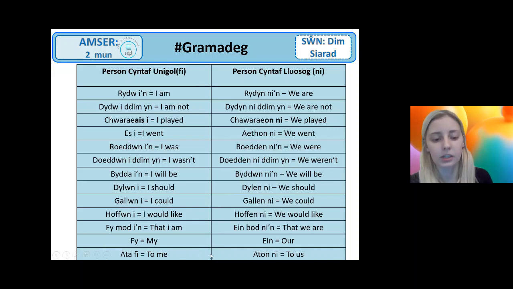prepositions, instead of "ata fi", to me, "atom ni", to us. Then you have word patterns they could throw in. Instead of "I am", they'd expect you to know that "we are". The "fy", my, they'd expect you to know what maybe "ein", our, is as well. So they wouldn't just stick to verbs in different tenses. There are other phrases that they could throw in and ask you to switch about in Welsh. Okay, so remember, type in the chat if you have any questions.